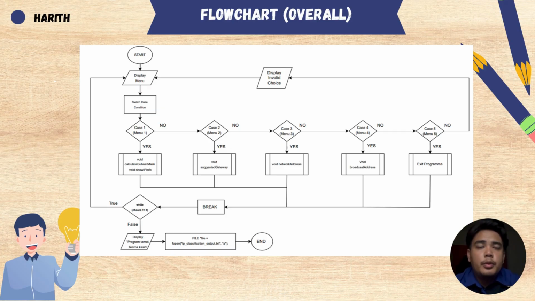So if the input is invalid, the program will display an error message and loop back to the menu. For each valid selection, the corresponding function is called. The flow then checks whether the user wants to continue or exit. If the user chooses to exit, the program displays a goodbye message, writes to a file, and ends.